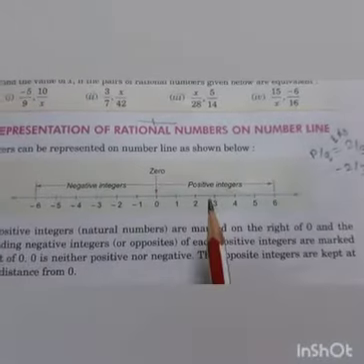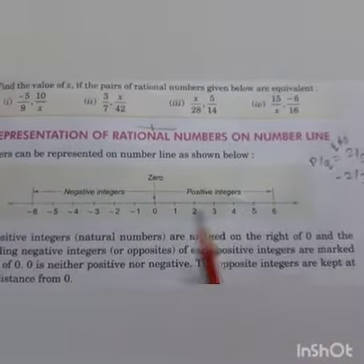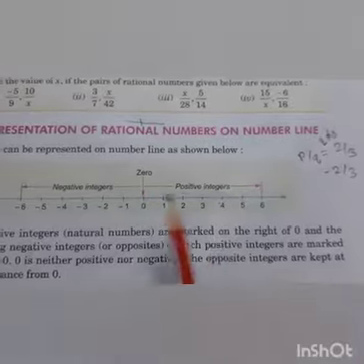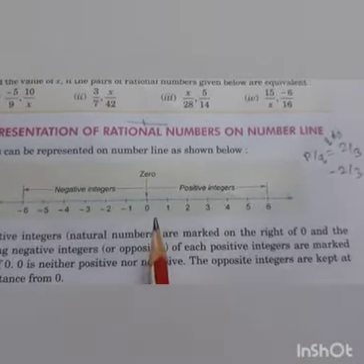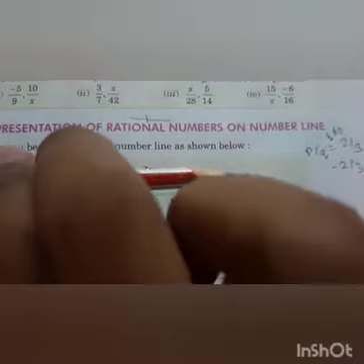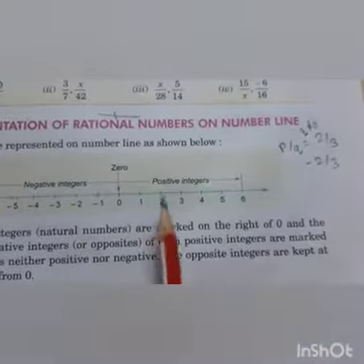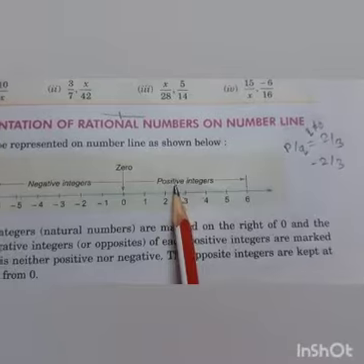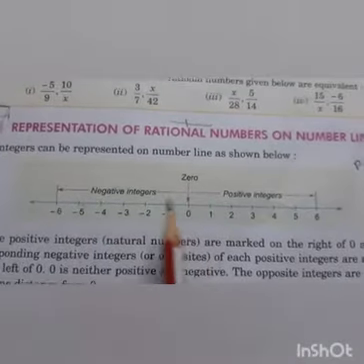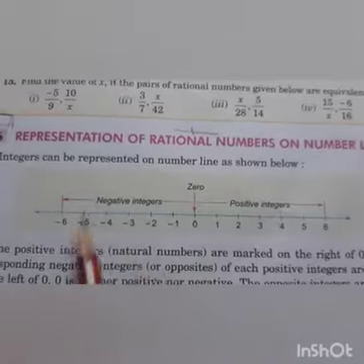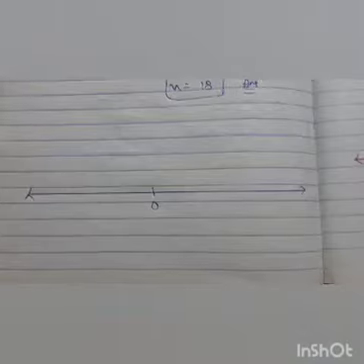Now what is a number line? A number line is a horizontal line which represents positive and negative integers. On the number line, if we go towards the right hand side after 0, those integers are known as positive integers, and just vice versa, on the left hand side, before 0, we find negative integers.